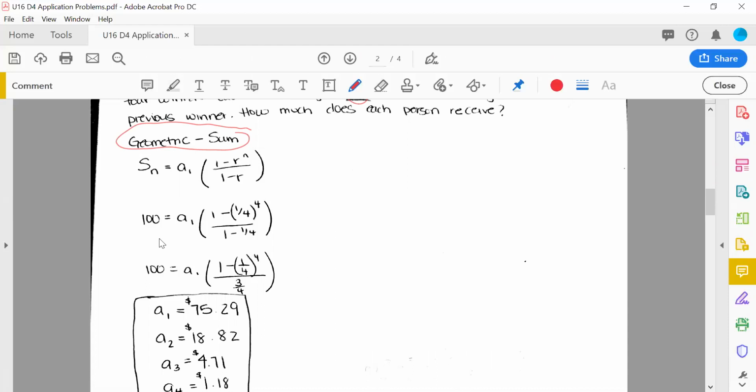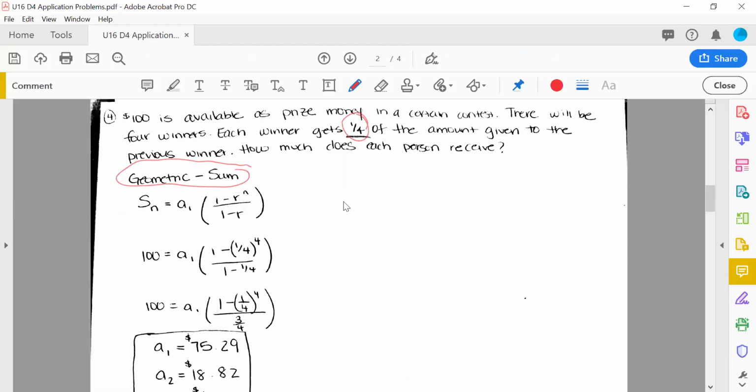So we know that the sum of the first 4 terms is 100. We also know that R is 1/4. So we have every piece of information we need right here. I guess that means that N equals 4. What we don't know is how much the first person is getting.